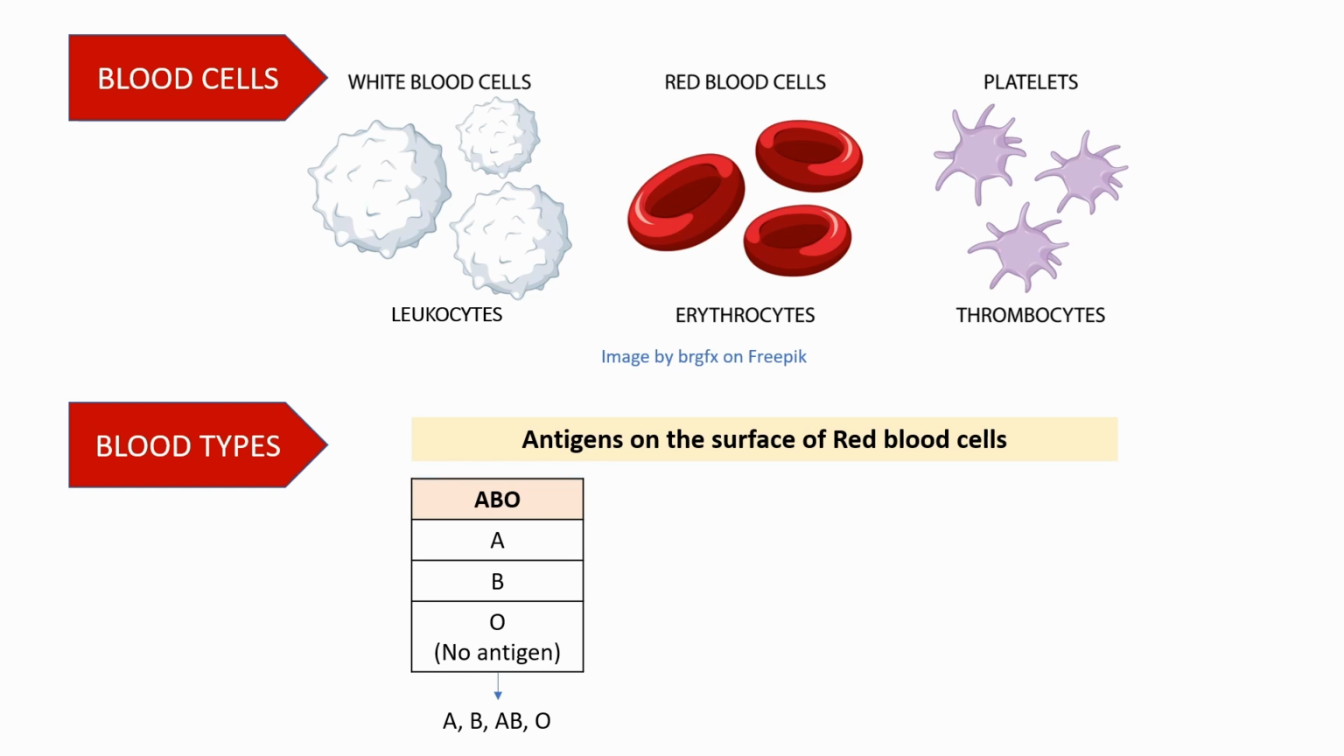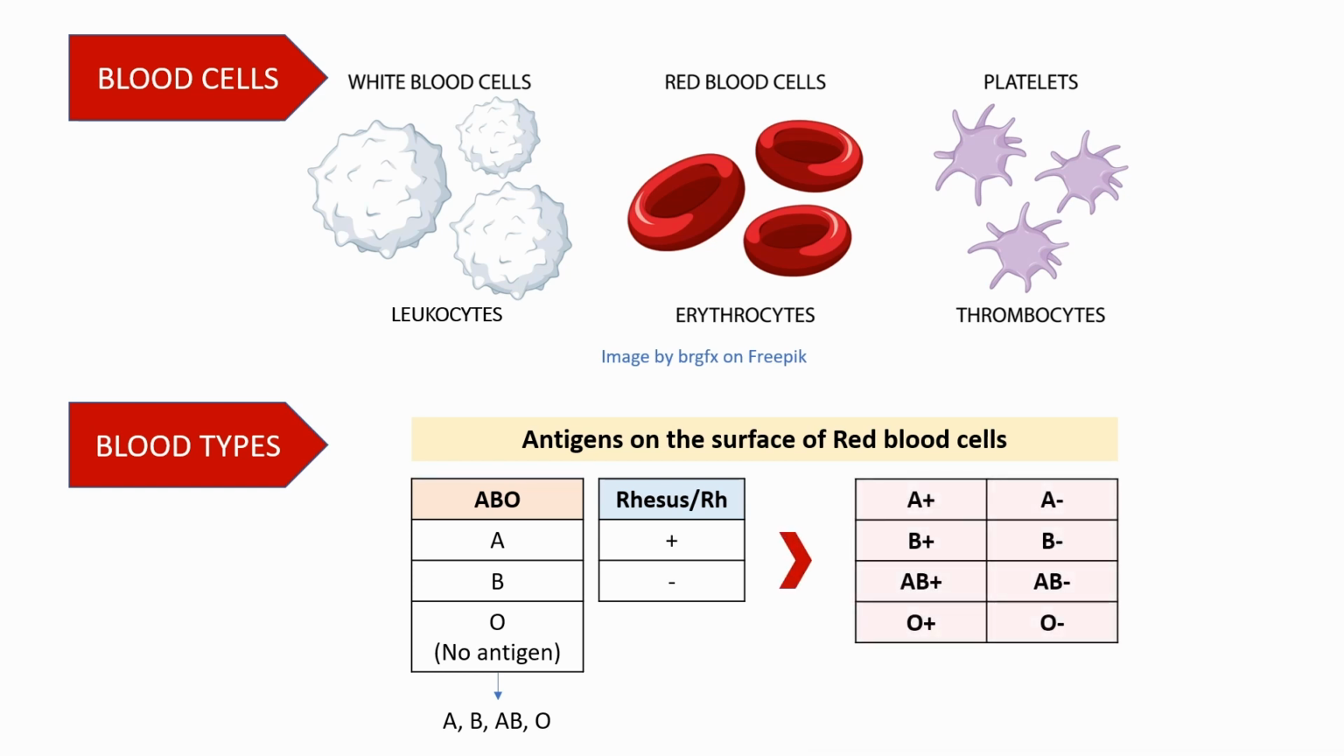the blood group O. Similarly, we have an RH or rhesus system, and if it is present, the blood group is called positive, and if it's absent, the blood group is called negative. Together, they give rise to 8 different blood types: A positive, A negative, B positive, B negative, AB positive, AB negative, O positive, and O negative.